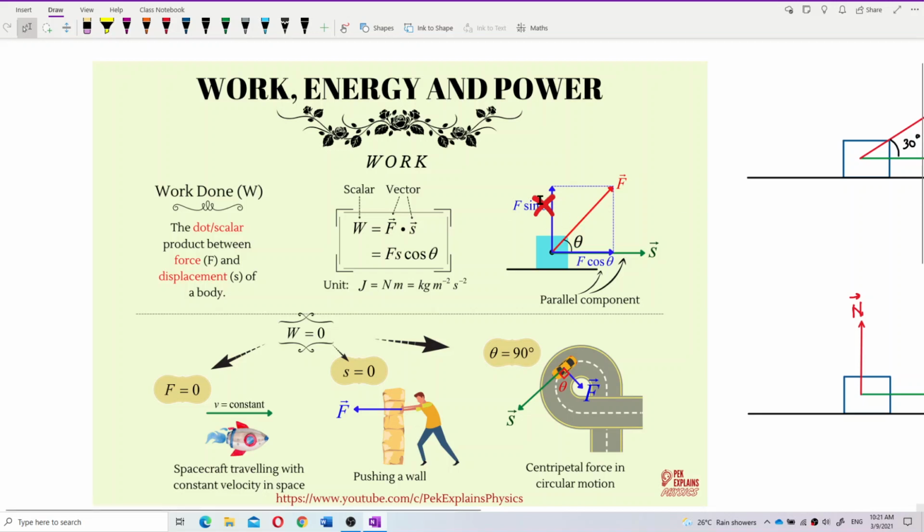Okay, starting a new chapter today: work, energy, and power. So we start off with the first concept, work. Work done. So what is actually work done?